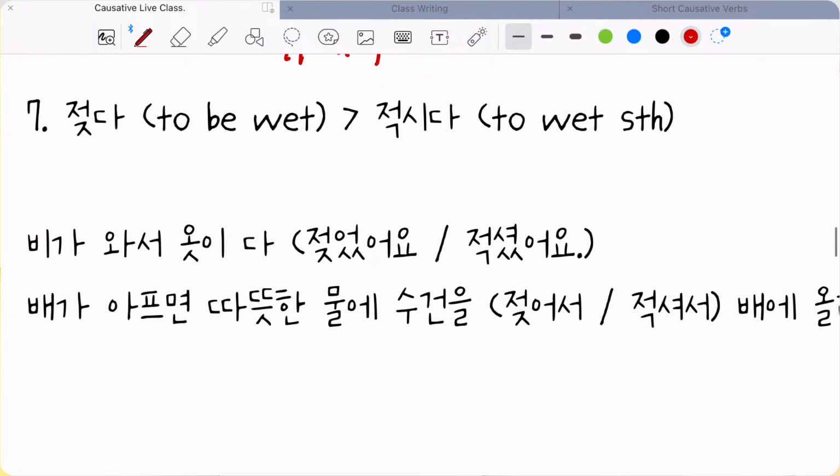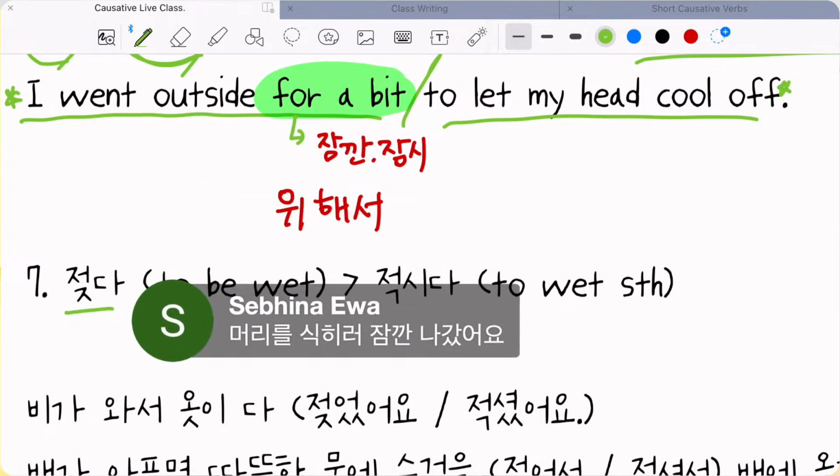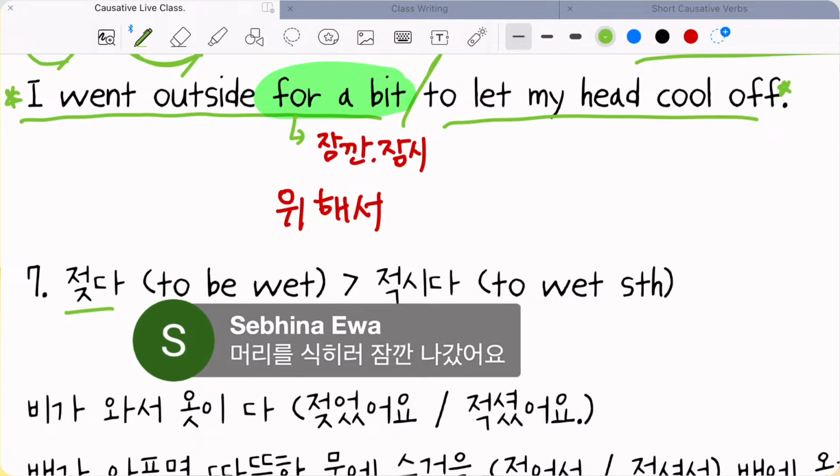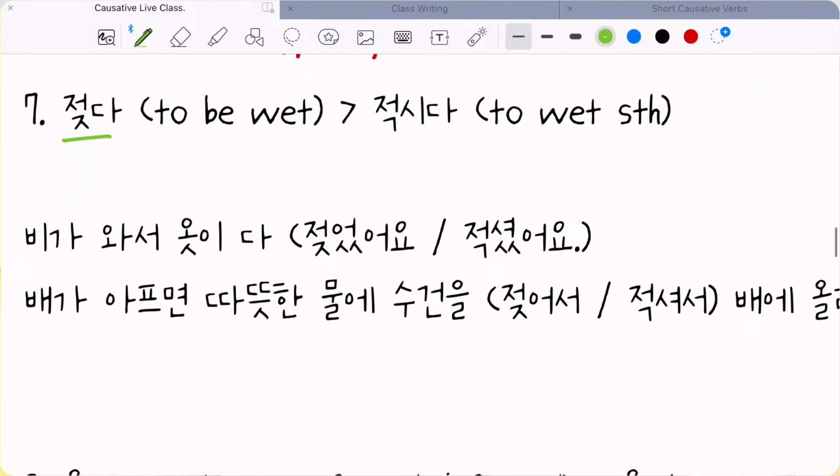Let's move on to the next one. 졌다 to 적시다. So you can see something weird happening, right? 그리고 애원님 잠깐만요. We have another answer from Sabina님. 머리를 식히러 잠깐 나갔어요. So you can also say 러, right? Because 러 and 려고 are interchangeable when there's a moving verb used with it, right? So 머리를 식히러 or 머리를 식히려고 잠깐 나갔어요. For I went outside to let my head cool off. Both are fine. So moving on to the next one.